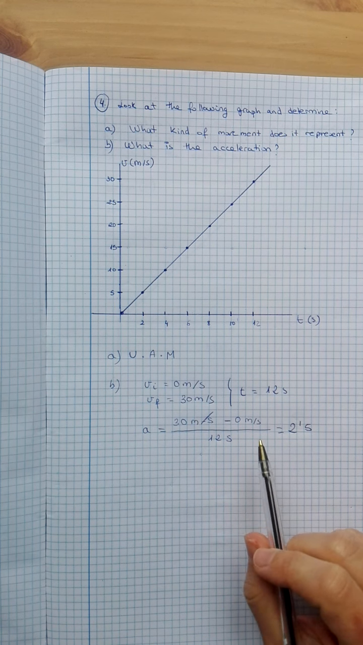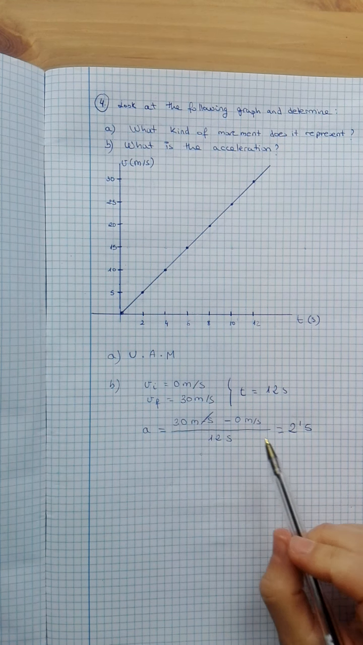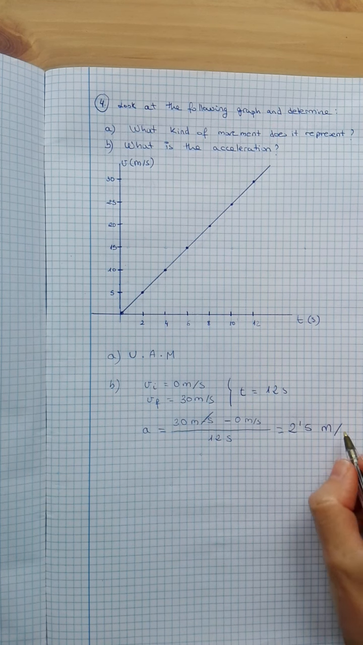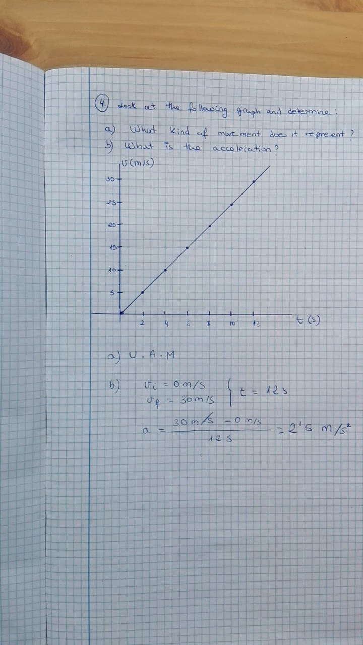What is the unit for the acceleration? Meters per, the unit of time is second, but as it is an acceleration, square seconds. Okay, that is all.